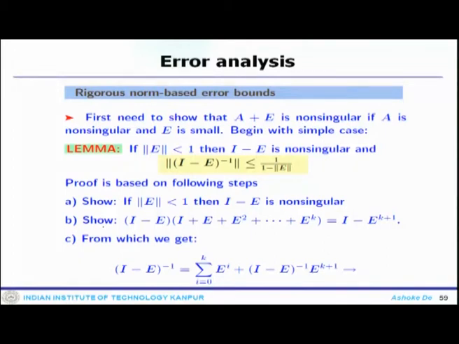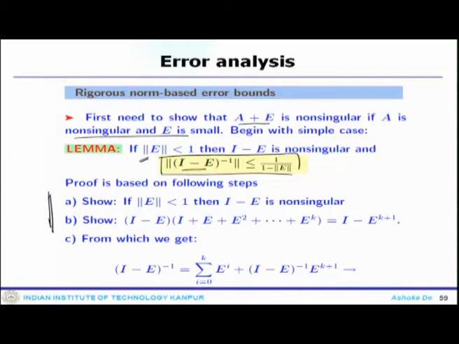Now, if you look at a more detailed error bound, one needs to see what happens to A plus E when A is non-singular and E is small. We can take a simple case as a lemma: if the magnitude of E is less than 1, then I minus E is non-singular, and it satisfies that the norm of the inverse of I minus E is less than or equal to 1 by 1 minus the norm of E.